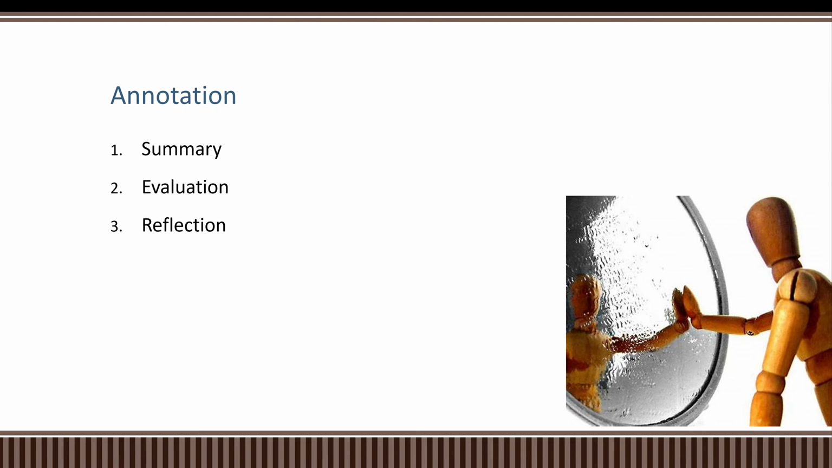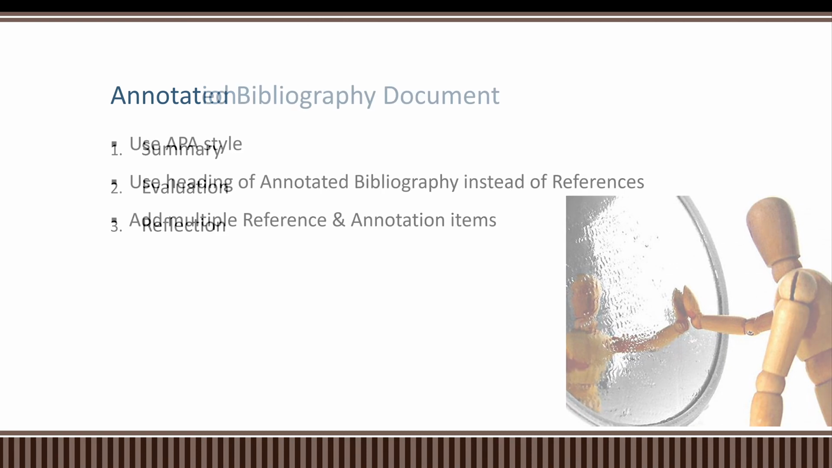And your third paragraph in the annotation. How does this particular article fit into your research? How does it help you shape your research? How can you use this source in your research project? Has it made you think differently about your topic? So your annotation is 3 paragraphs: a summary of the article, an evaluation of the article, and a reflection upon the article. And you'll have an annotation for every reference in your annotated bibliography.